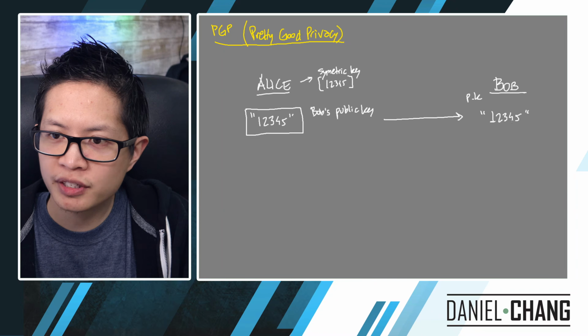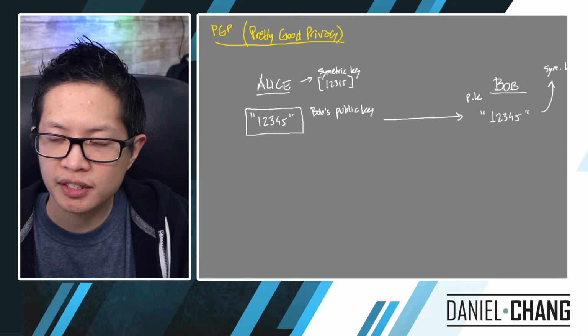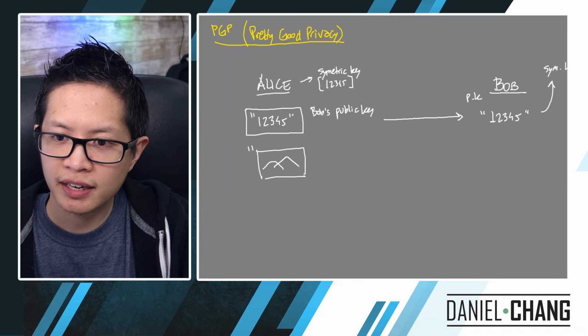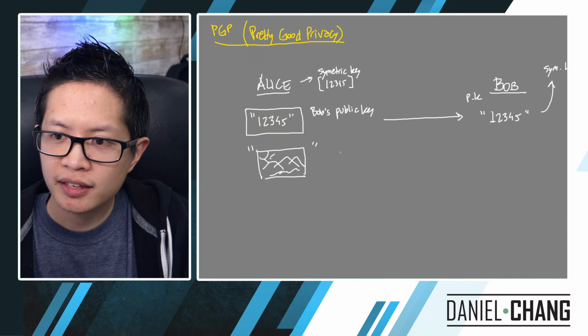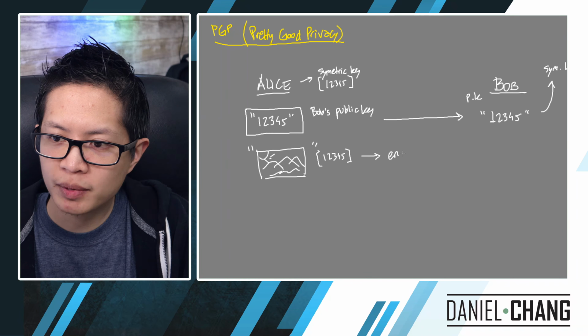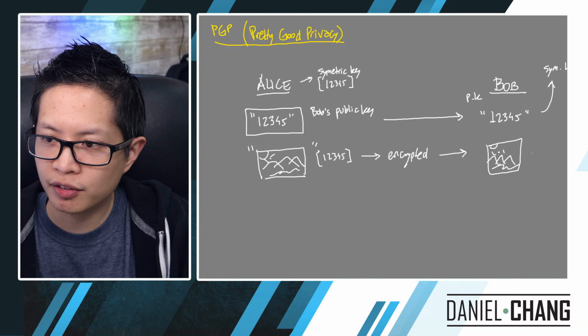And now Bob knows that this is going to be the symmetric key used for later messages. Then after that, Alice will send her message saying, hey, this is the picture of the mountains that she just took last week, and there's the sun over there, or whatever. And then she will use the symmetric key, the 1, 2, 3, 4, 5, and send the encrypted file, and Bob will receive the picture of the mountains with the sun and all the other things.